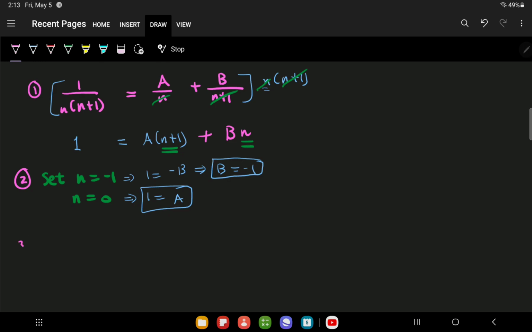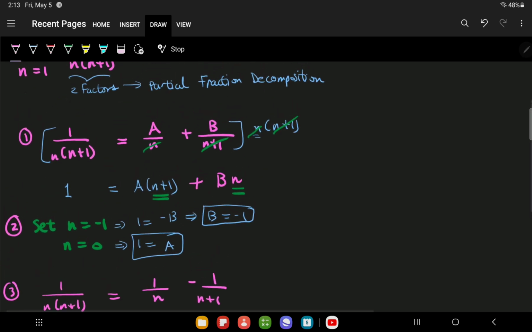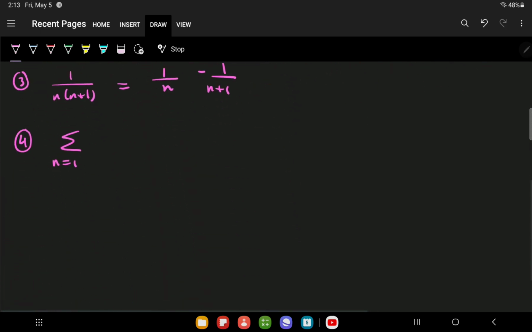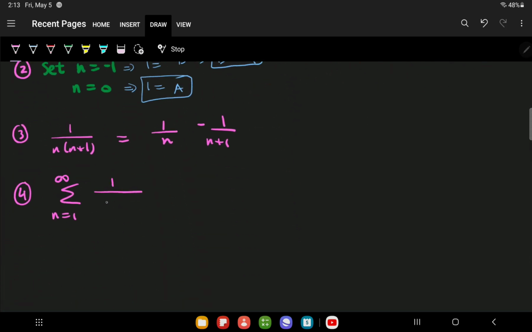Putting everything together, we have 1 over n times n plus 1 is a, which is 1 over n, minus 1 over n plus 1. So together we have the sum n equals 1 to infinity of 1 over n times n plus 1. We can rewrite that as the sum n equals 1 to infinity. I like to put parentheses here just to make sure what we're talking about. 1 over n minus 1 over n plus 1.